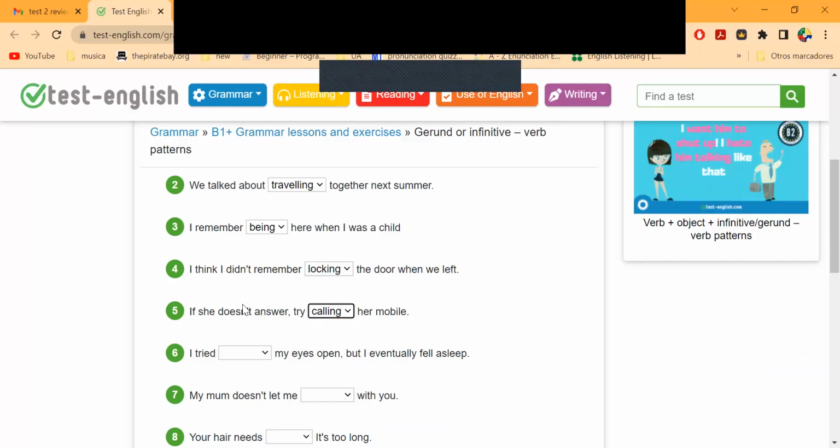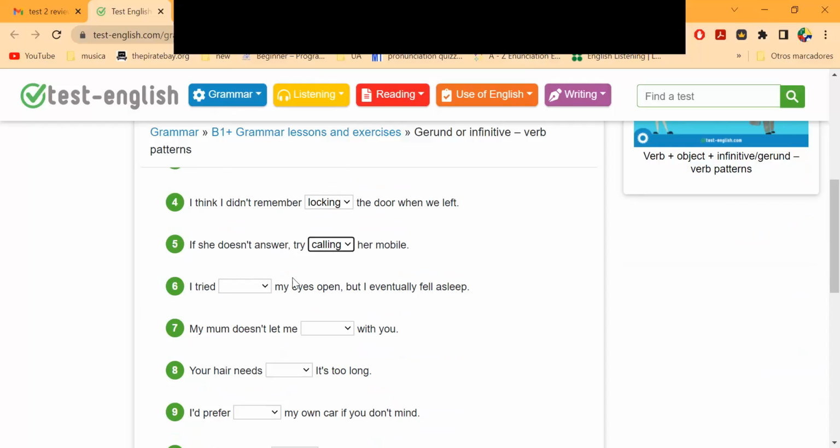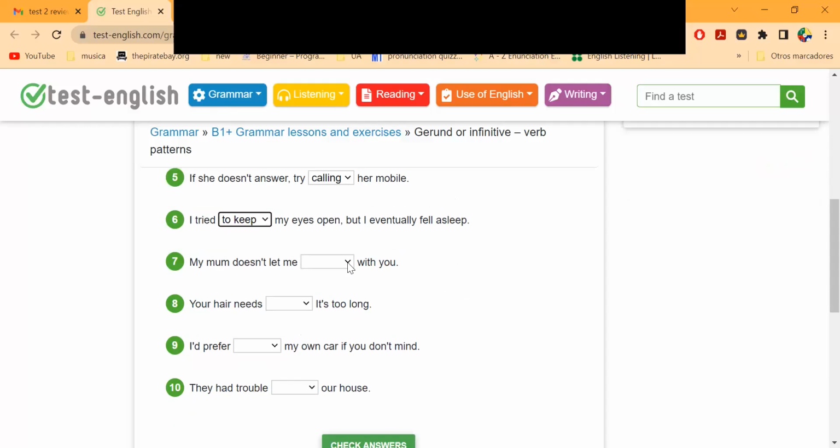Aquí vamos a revisar uno de los puntos gramaticales que vimos, que era el remember, con su doble significado, uno con infinitivo y otro con gerundio, y lo mismo con el try. I tried keeping my eyes open, but I eventually fell asleep. ¿Se fijan? Try plus ing, try plus to infinitive.